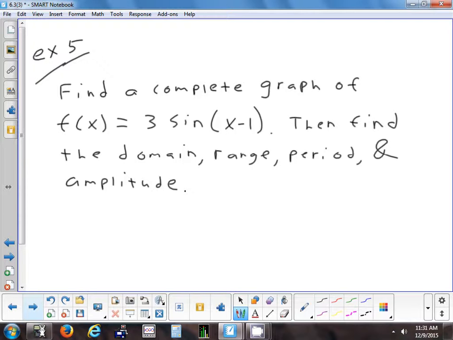Okay, so let's try this one. Find a complete graph of 3 sine x minus 1, then find domain, range, period, and amplitude. I like to find these things first and then go back and do the complete graph, because knowing the period is going to help me to do the complete graph. So let's start with our domain. What's the domain here? For sine and for cosine, domain is always all reals. What about my range?